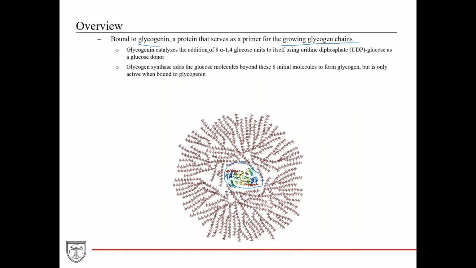So glycogenin catalyzes the addition of 8 alpha-1,4 glucose units, like that bond we talked about on the previous slide, the alpha-1,4 glucosidic bond, to itself. So it catalyzes the addition of these 8 units to itself using uridine diphosphate, or UDP glucose, as a glucose donor. And so it donates glucose from 8 of these to form these 8 units. Then glycogen synthase adds glucose molecules beyond these 8 initial molecules that were added to glycogenin. And this is how you form glycogen. However, glycogen synthase is only active when it's bound to glycogenin. And really beyond that, that's all you need to know for this protein.